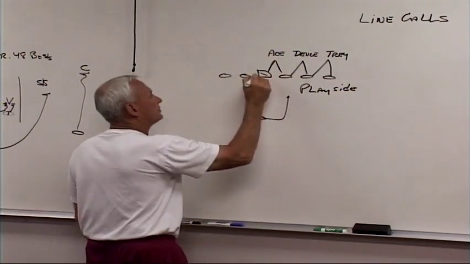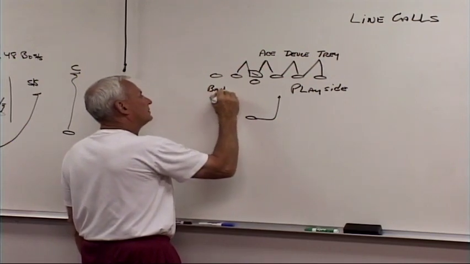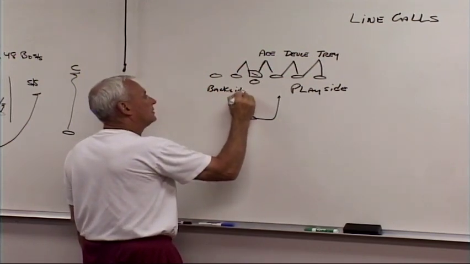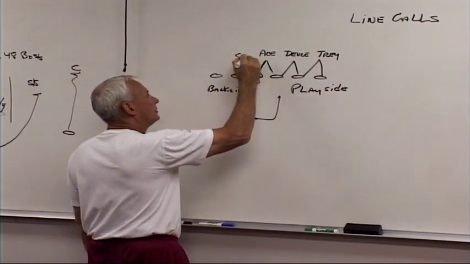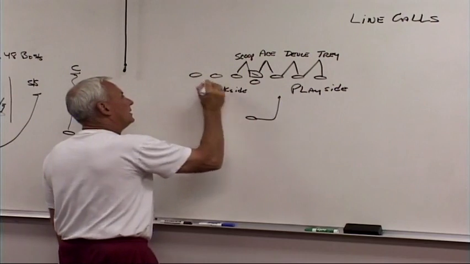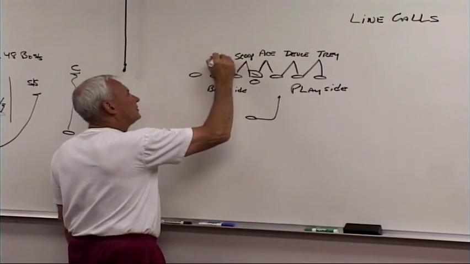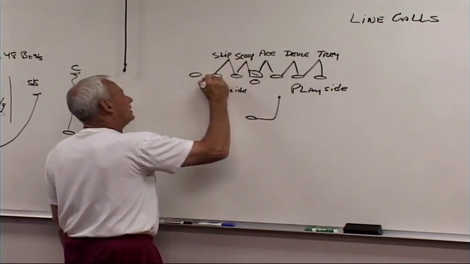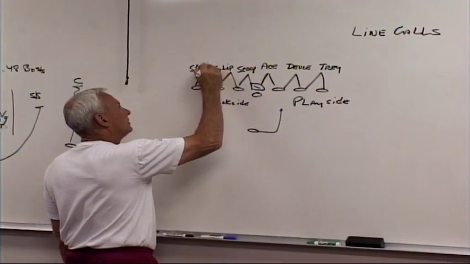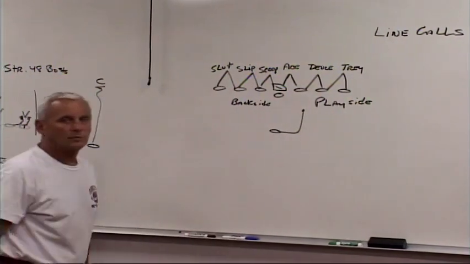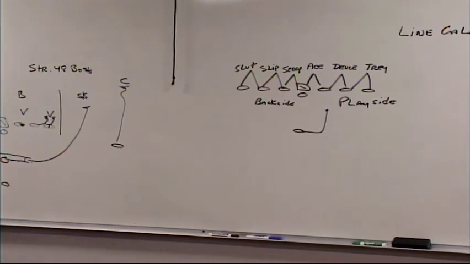All right, this is backside. Anything the center and the backside guard do together is a scoop. Anything that the backside guard and tackle do together is a slip. And anything that the backside tight end and tackle do together is a slut. All right? So we've got scoop, slip, and slut on the backside, ace, deuce, tray on the front side.